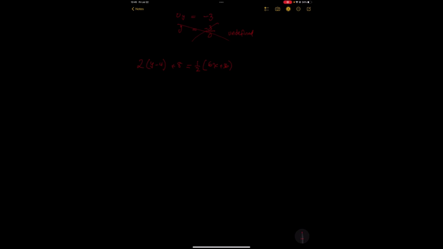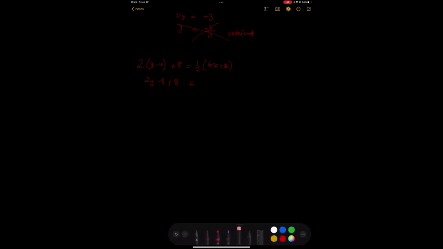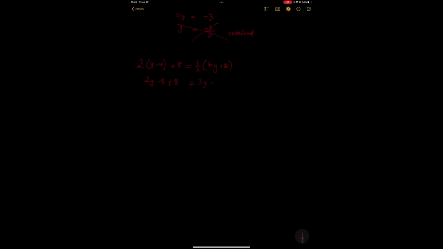So you got 2 times y is equal to 2y. 2 times minus 4 is equal to minus 8, plus 8 equals half of 6y. Oh, my bad. This is a y, not an x. This is a y. So 6y times half is equal to 3y. 36 times half is equal to 18.